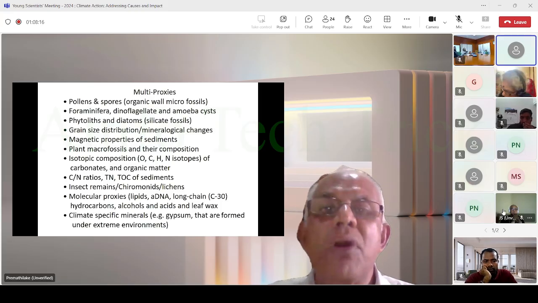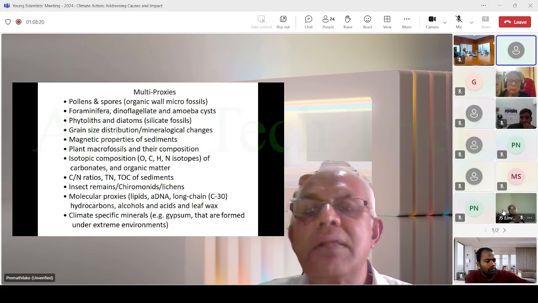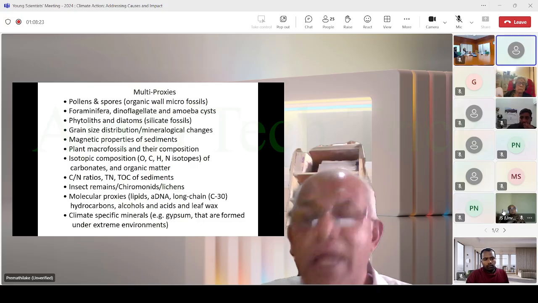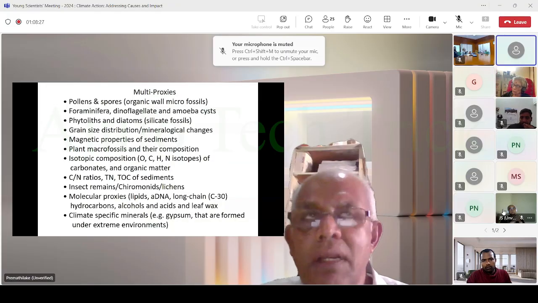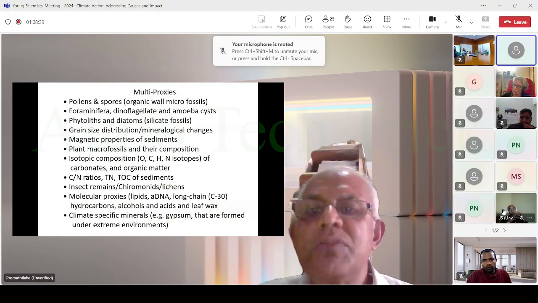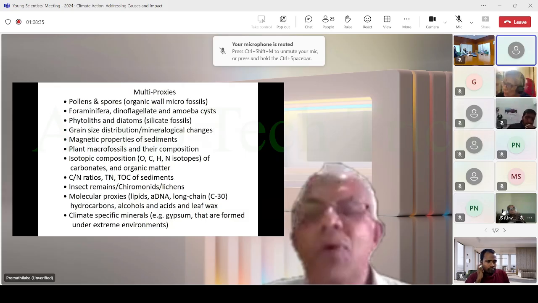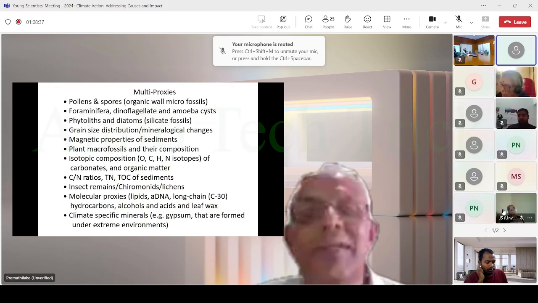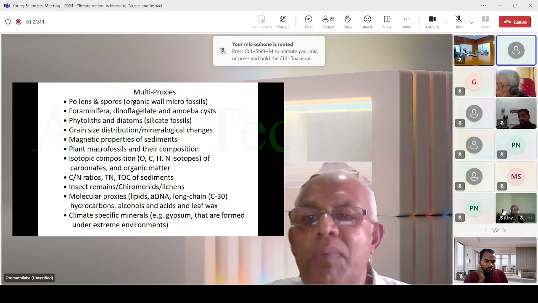Another important proxy is silicate fossils, which include two main things: phytoliths and diatoms. Phytolith is a microsilicate fossil produced by plants. Diatom is a living single-cell, unicellular organism in water systems. Another important proxy most people use is grain size distribution, mineralogical changes and magnetic properties of the sediment, plant macrofossils and their composition.